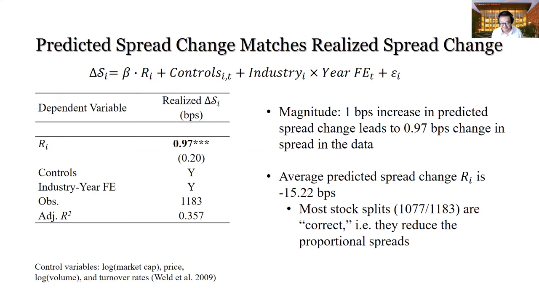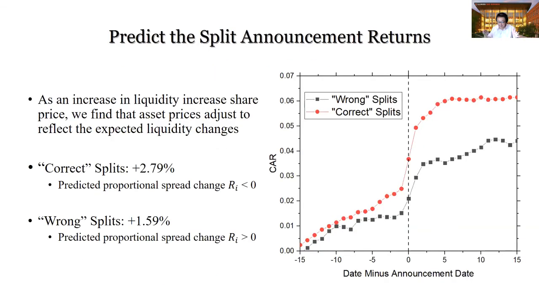So they should split, and the actual spread change is dramatic: they reduce it by 15 basis points. Splitting is in general good news. But some firms do the wrong split, meaning they move away from the two-tick optimal. For example, their price is already too low and they still split, or their price is high but they split too aggressively. In general, a split is good news with positive returns, but correct splits have a much higher return than incorrect splits.